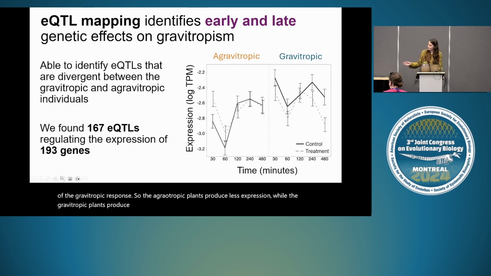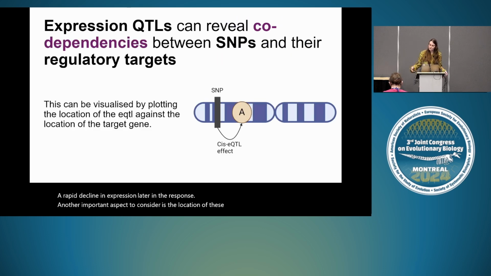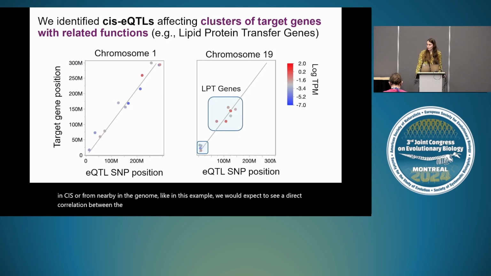But the timing of this is also important, as the gravitropic treatment individuals show a rapid decline in expression later in the response. Another important aspect to consider is the location of these eQTLs. And we can visualize eQTLs by looking at the location of that eQTL against the location of its target gene. If an eQTL is acting in cis, or from nearby in the genome, like in this example, we would expect to see a direct correlation between the two. And that is what we found in chromosome 1 and many other chromosomes.